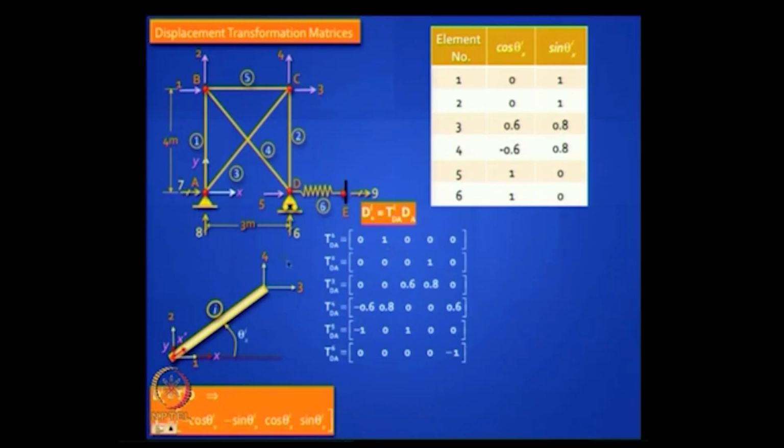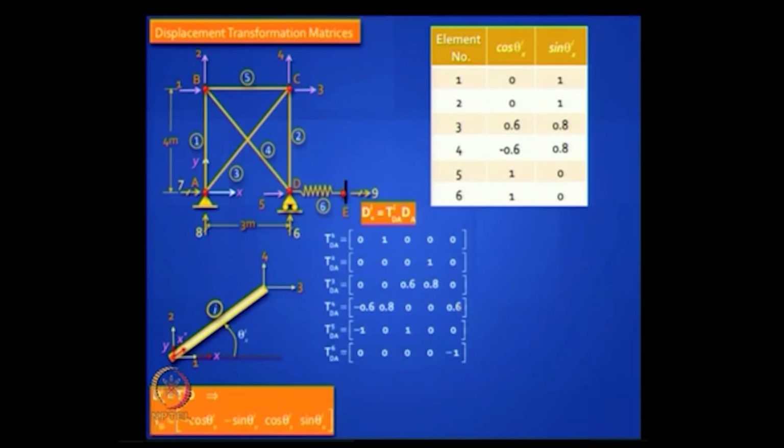Let us look at the 4th element. 4th element starts here and goes there. So 5, which is 5? 5 is active, and here you will put 5 and 6. So 5 will be minus cos theta and 6 will be minus sin theta. So minus cos theta is this, you get minus of minus is plus 0.6, got it? Didn't get it? Okay.